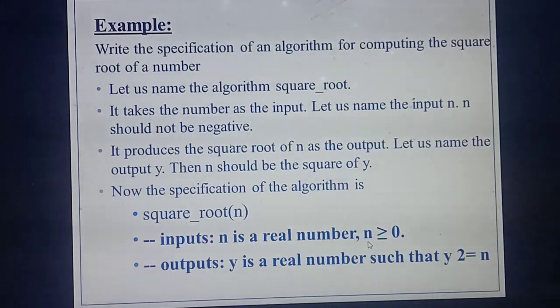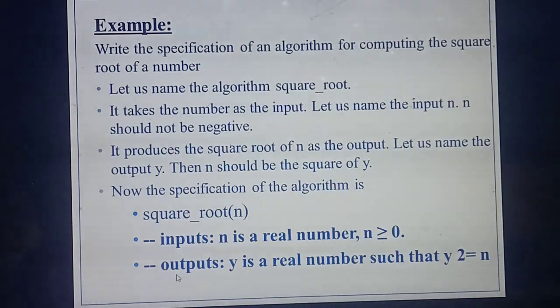Second one, the number you are giving should not be negative. That means the number is always greater than or equal to 0. That means the number you are giving is always above 0, that is 1, 2 or like that. Okay. Then the property of the input is over. What's the next line? Property of the output.